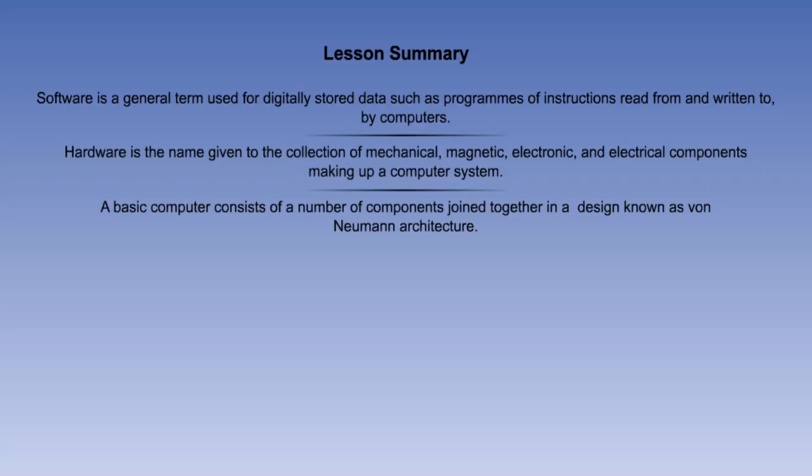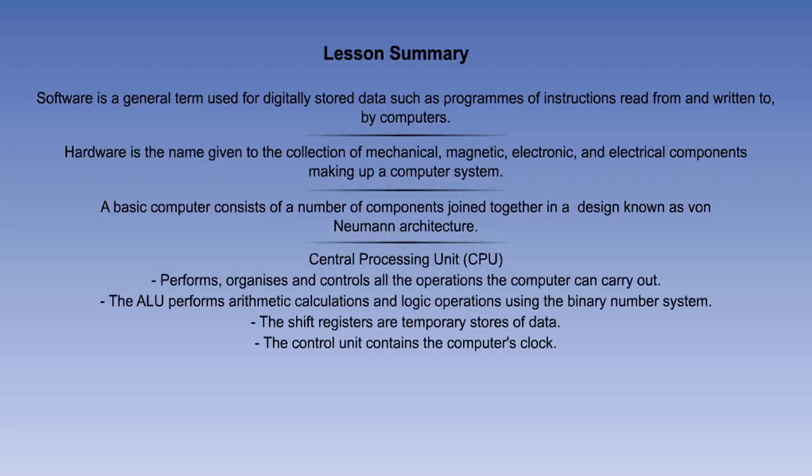A basic digital computer consists of a number of components joined together in a design known as von Neumann architecture. The Central Processing Unit, or CPU, performs, organizes and controls all the operations the computer can carry out. Within the CPU, the Arithmetic Logic Unit, or ALU, performs arithmetic calculations and logic operations using the binary number system. The shift registers are temporary stores of data and the control unit contains the computer's clock.